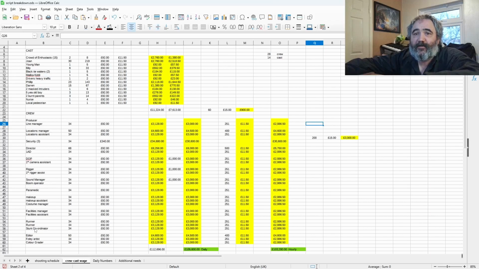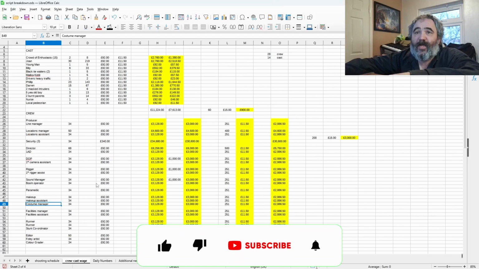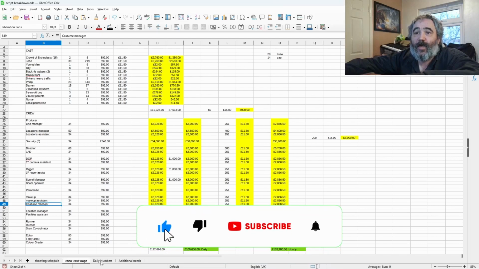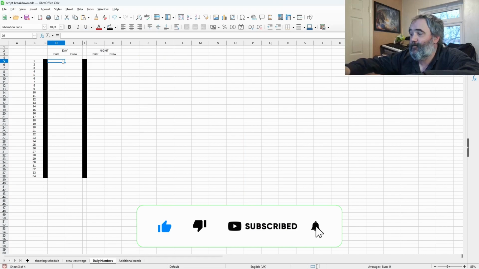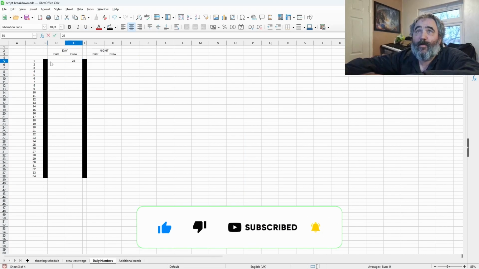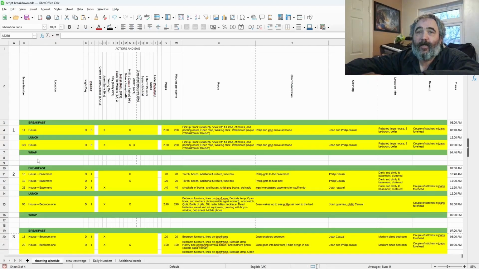Now over the days we're going to have all the cast and crew on site, so we're going to have to work out: 1, 2, 3, 4, 5, 6, 7, 8, 9, 10, 11, 12, 13, 14, 15, 16, 17, 18, 19, 20, 21, 23 crew members per day. Okay, so we're going to have 23 crew members every single day.